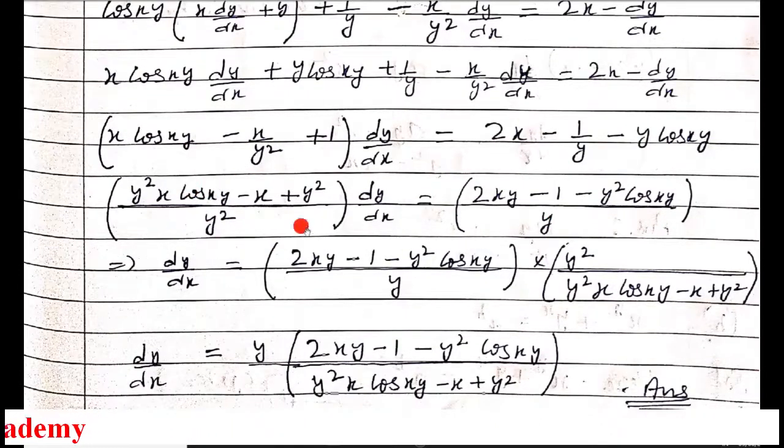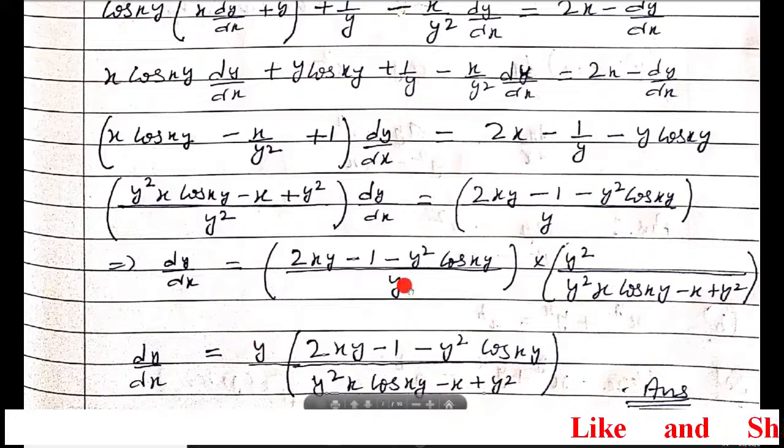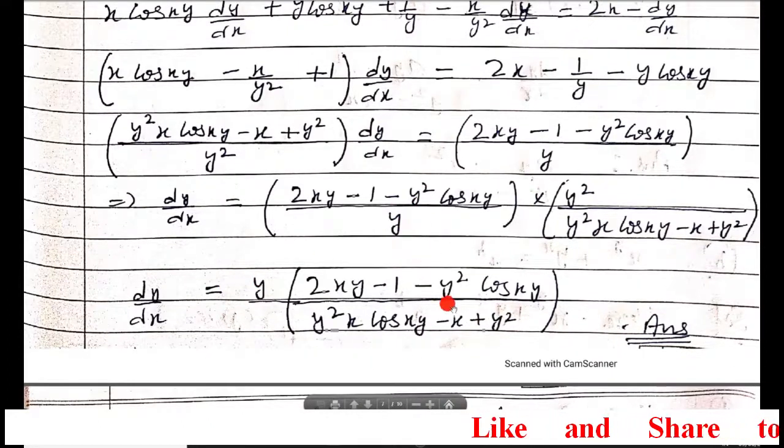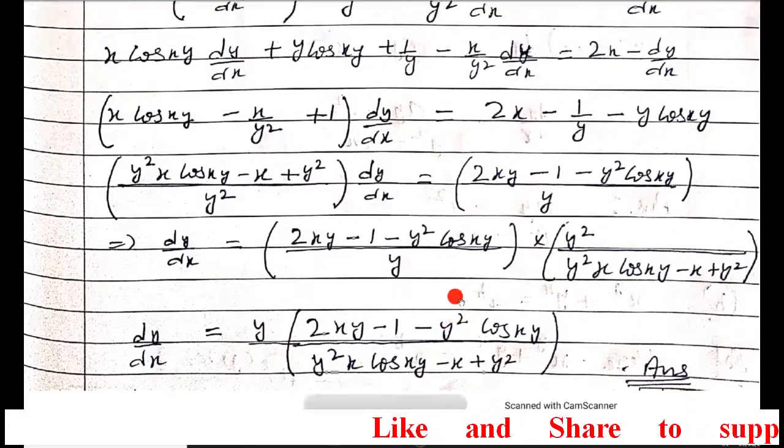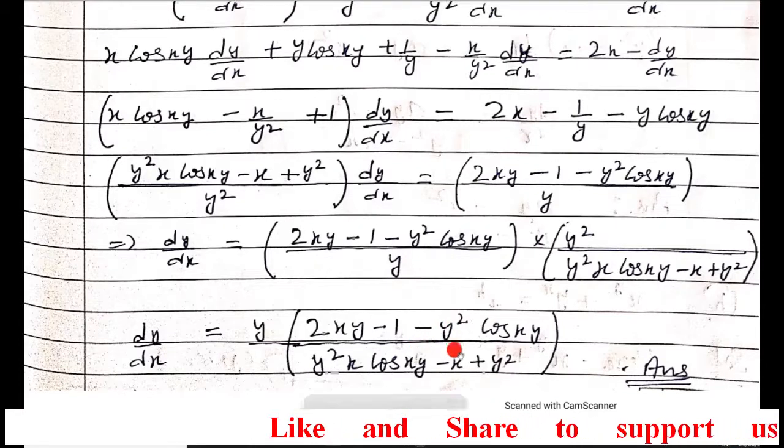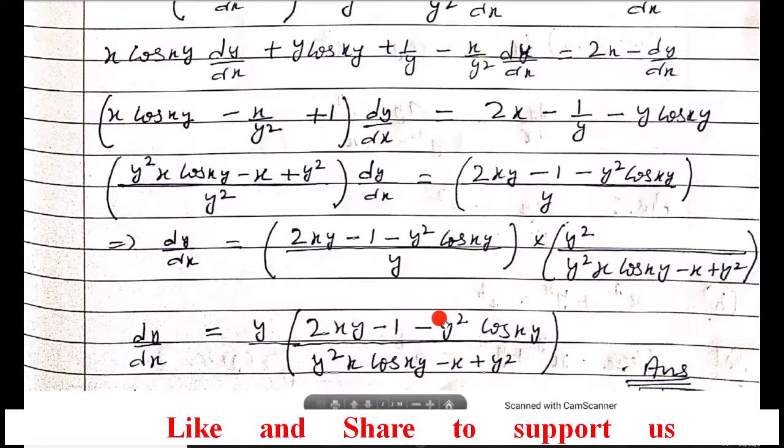Now this fraction is in multiplication, so when you shift it we have to take the reciprocal. Now y cut by y. So y outside and the other terms we write as they are. Hence question number 4 is completed here. This is the answer of this part. Thank you.